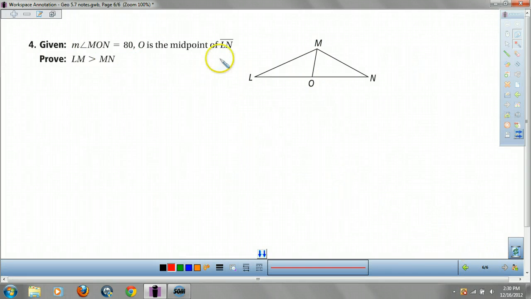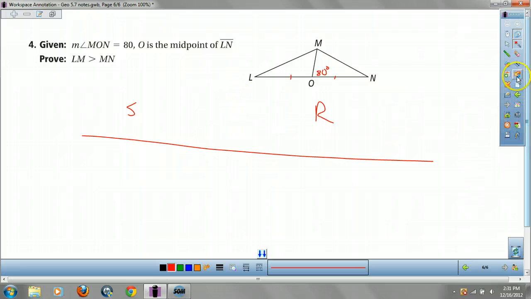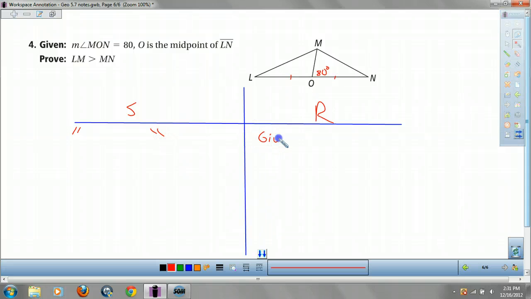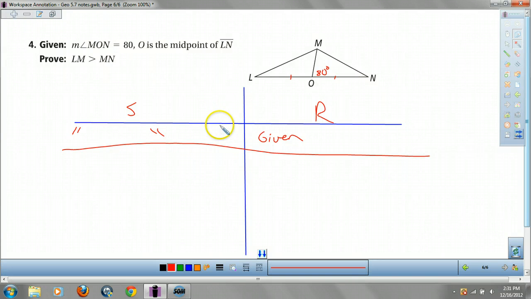A proof, if this is 80 degrees and O is the midpoint, show that LM has to be greater than MN. Okay. Statements, reasons. Box. Okay. I'm going to go like this and say given, right? Cutting corners. We got time. Okay.